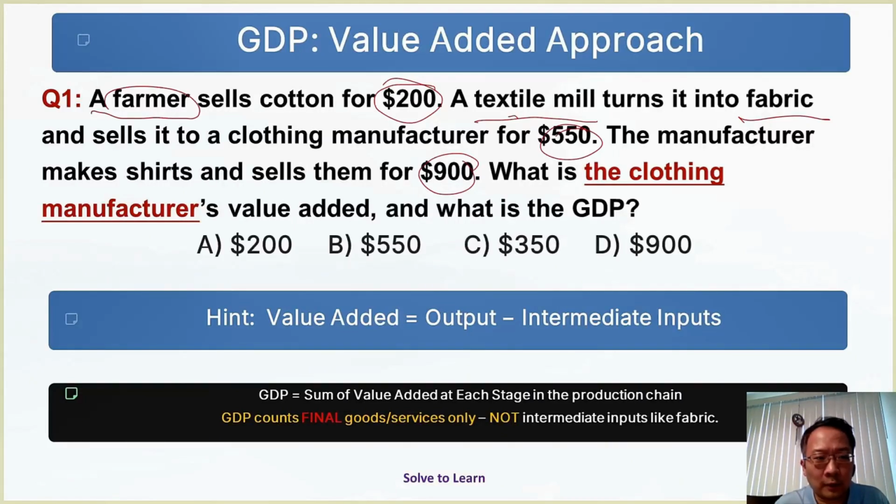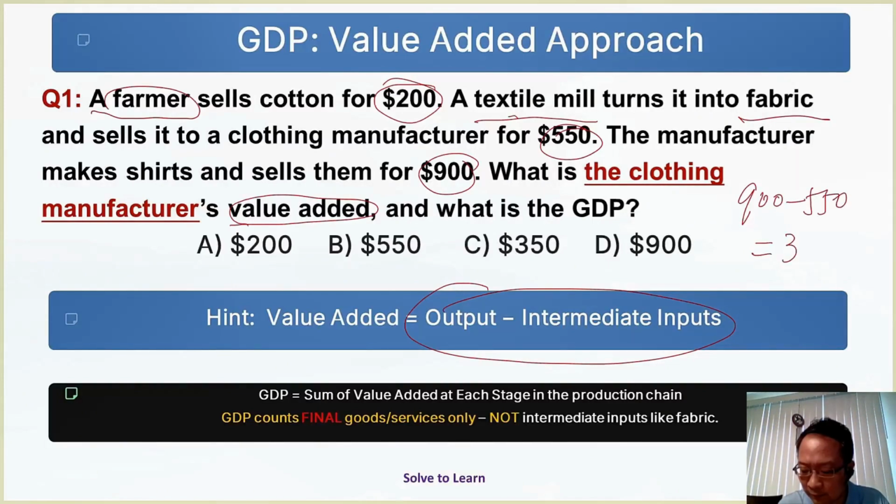The question: how much value did the clothing manufacturer, the garment factory, add? Value added is how much value was increased. So how much value was added? It's simple. We have a formula: output minus input. What's our output? Clothes sold for 900 yuan. How much did raw materials, the fabric, cost us? 550 yuan. Subtracting that, we get 350 yuan. This way we can clearly see that the actual value added in the process is 350 yuan.